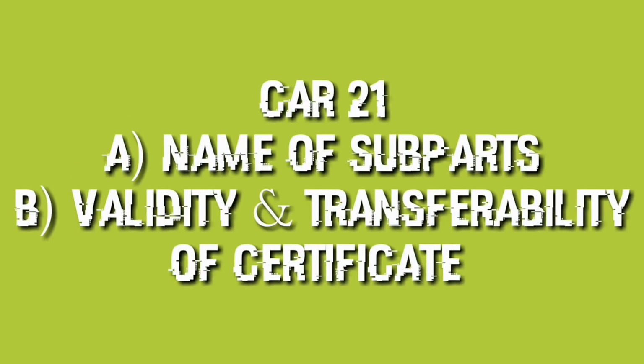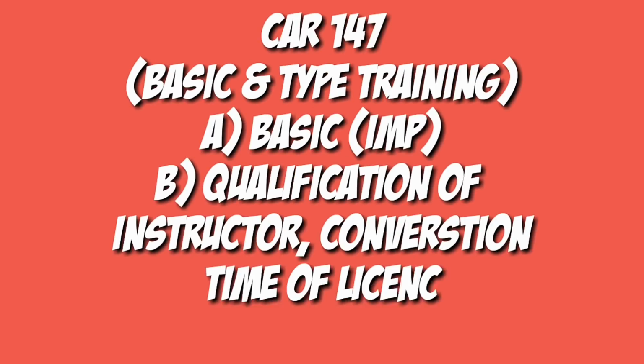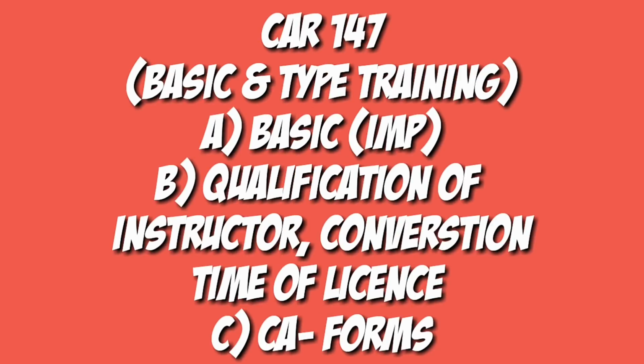Next comes CAR 21. Remember the subparts of this topic and also the validity and transferability of certificates mentioned in this topic. In CAR 147, we have basic and type training. There is more probability of questions from basic because it is recently introduced in CAR 147. Remember the qualification of instructors, conversion time of license, and CA forms.